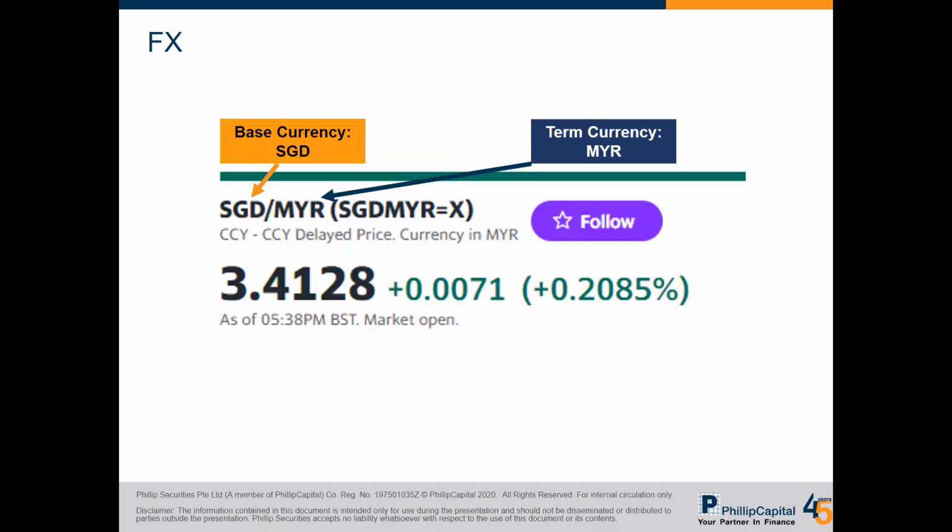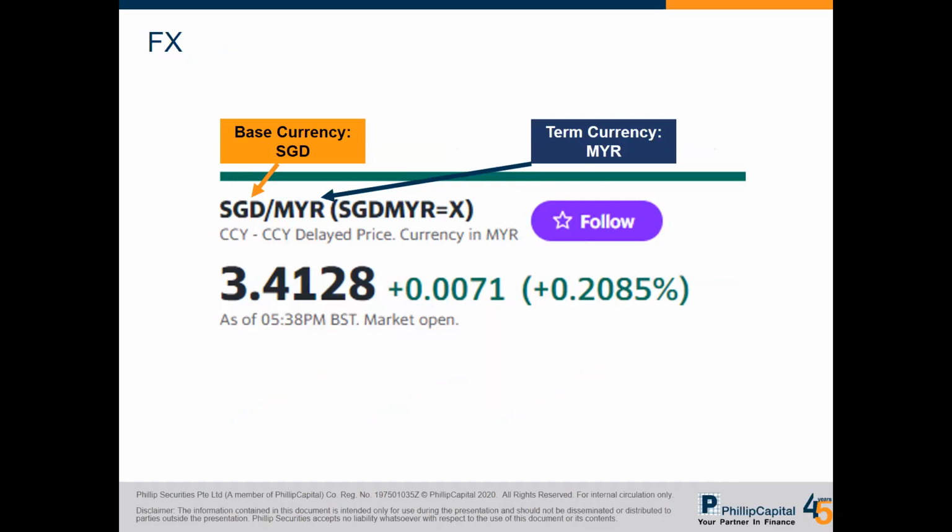Okay, so now let's talk about Forex. What exactly is FX? I believe we have all been to a money changer before, and we've seen many numbers with different country flags on the screen. To make it simple for us to understand, today I'll be using the Singapore dollar and Malaysia ringgit as an example.